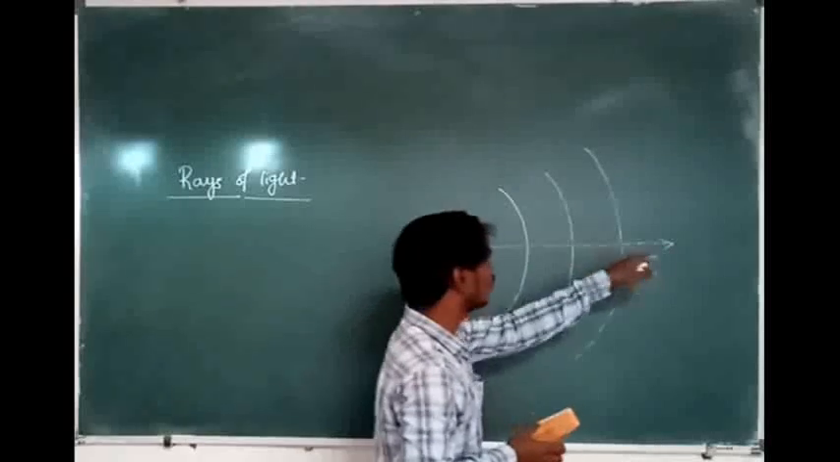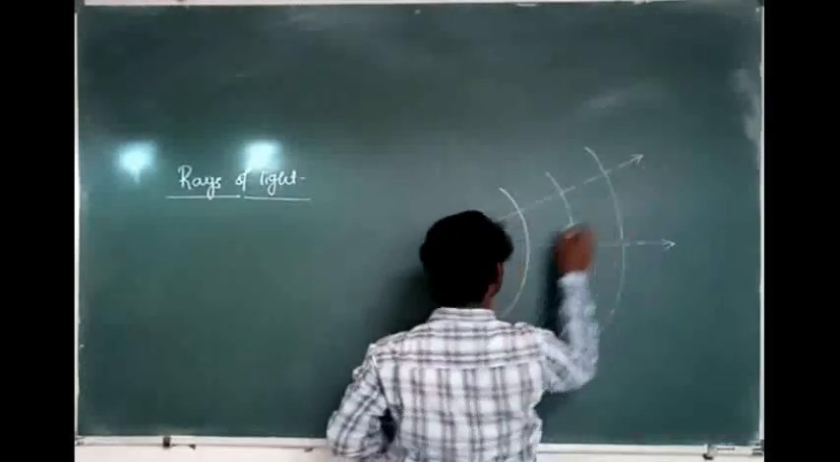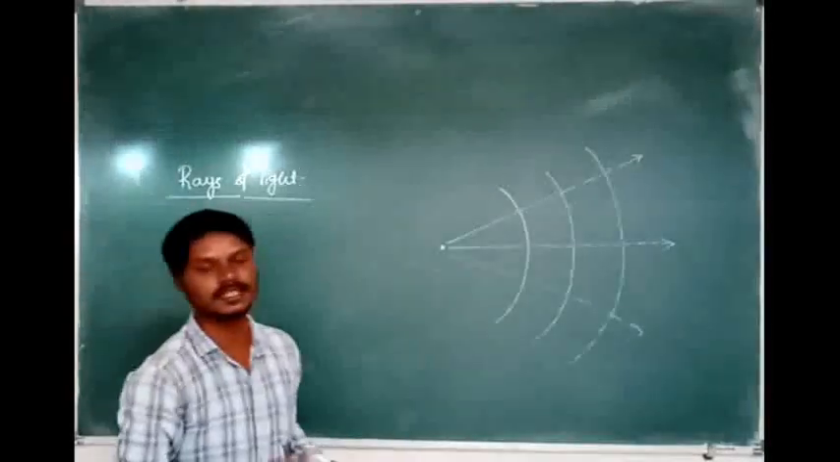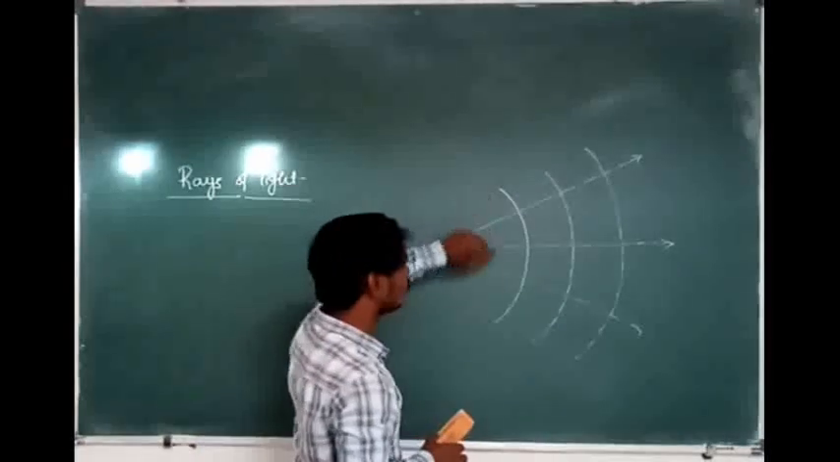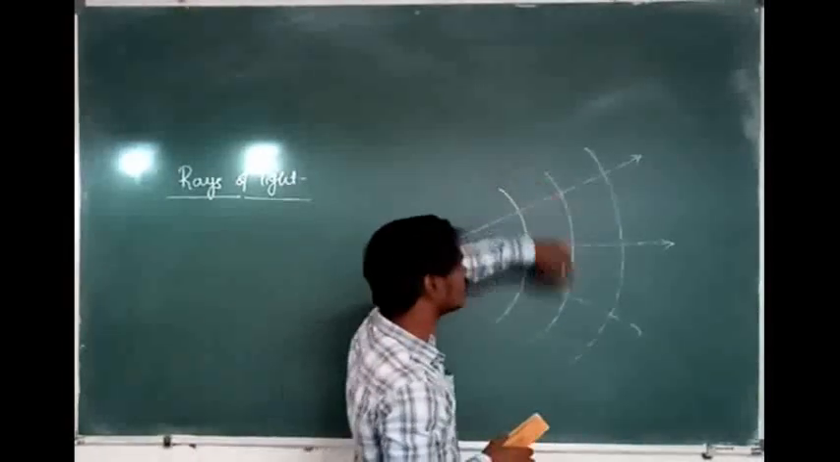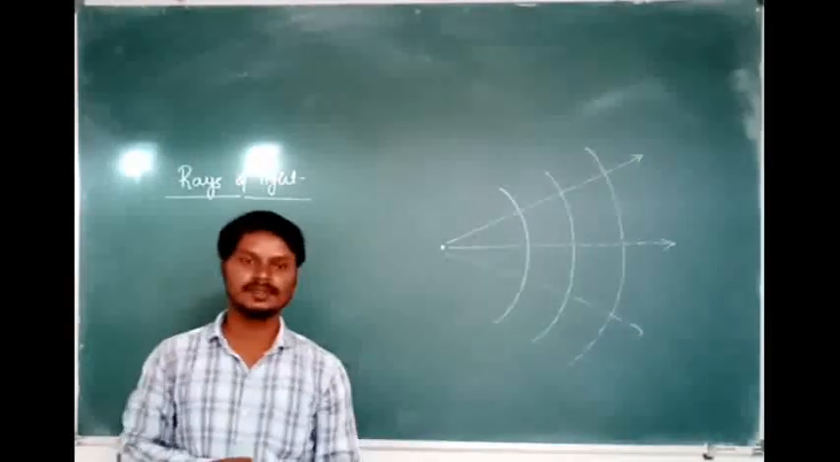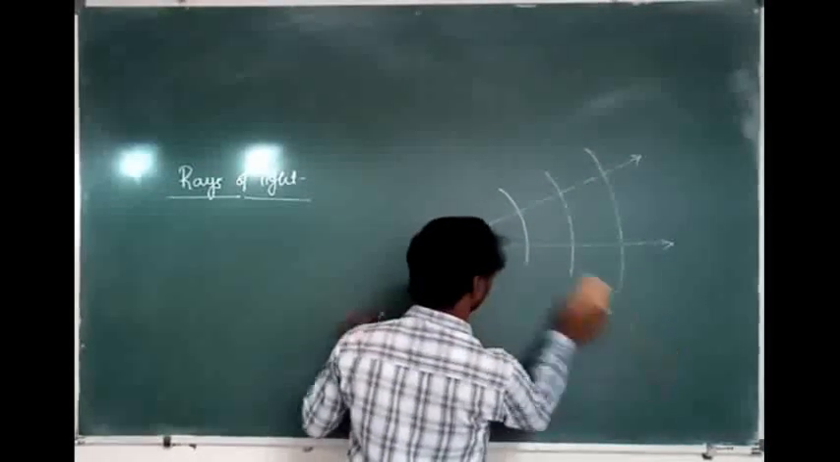Then these straight lines are called rays of light. What are rays of light here? These are the straight lines drawn perpendicular to the wavefronts, which represent the direction of propagation of the wave. Then we are going to draw the rays of light for the converging wavefront.